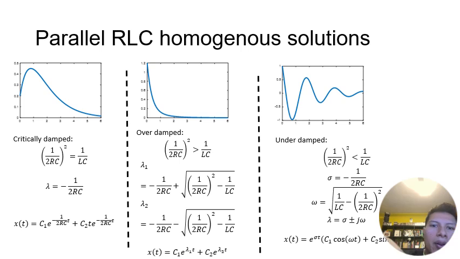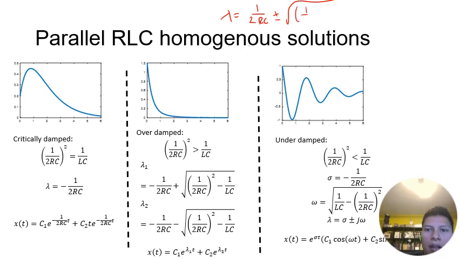Okay, so remember, lambda equals negative 1 over 2RC plus or minus the square root of (1 over 2RC) squared minus 1 over LC. Okay, so remember, if this term is bigger, we're going to be overdamped because you're going to have two distinct real roots. So distinct real roots.